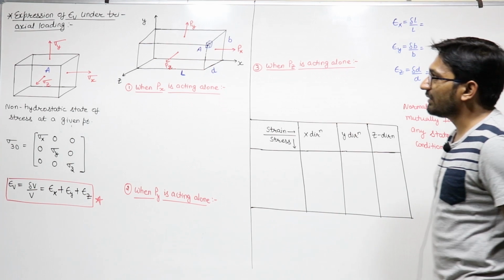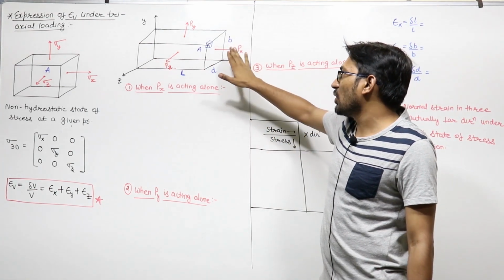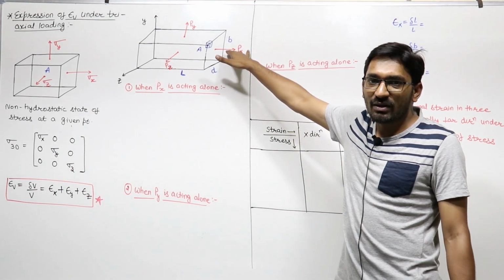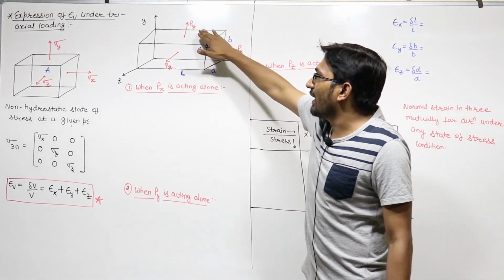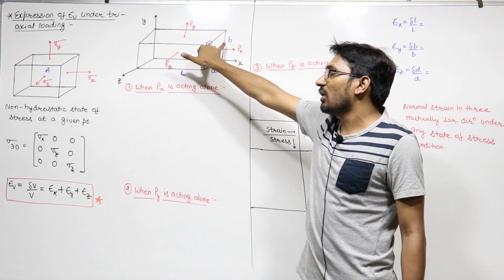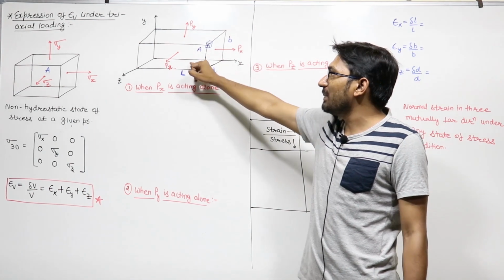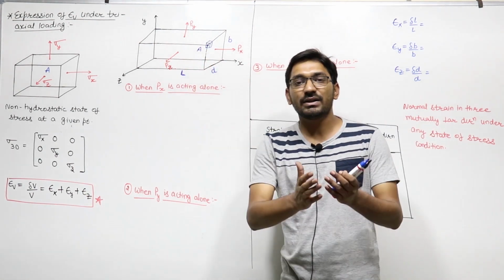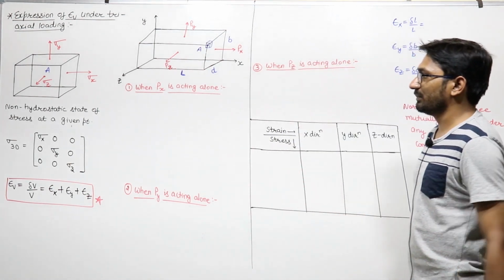We are assuming that suppose only Px is acting alone. So what are the various strains? Second is when only Py is acting, these others are zero. Only Py is acting, so what are the strains? And when Pz is acting alone, what are the strains? And we can combine all this to find what are the total strain in this member.